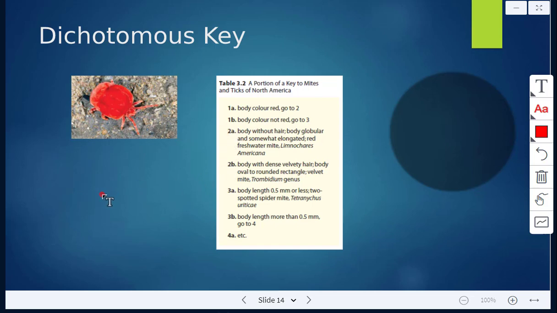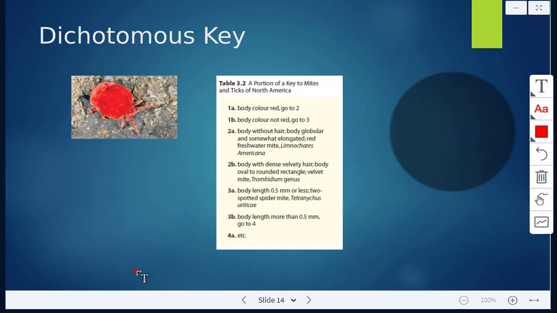In question number 2, there's A and B. Body without hair. The body is globular, somewhat elongated. Therefore, it will be the red freshwater mite, and then the genus and species name is given. The second part is 2B. Does the body have dense velvety hair? Is the body oval to rounded, rectangle? Then it would be the velvet mite. All right, if the body color was not red, we would have gone to question number 3. There would have been 2 questions for 3, and you would just continue until you get to your answer.